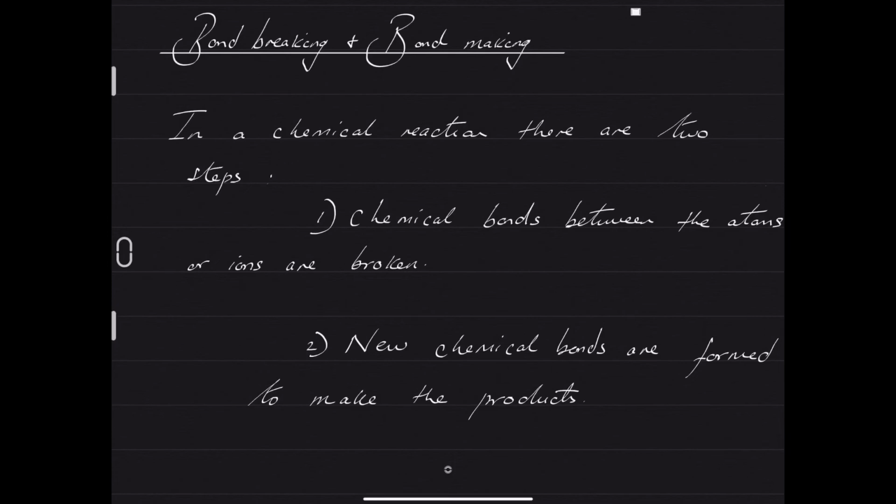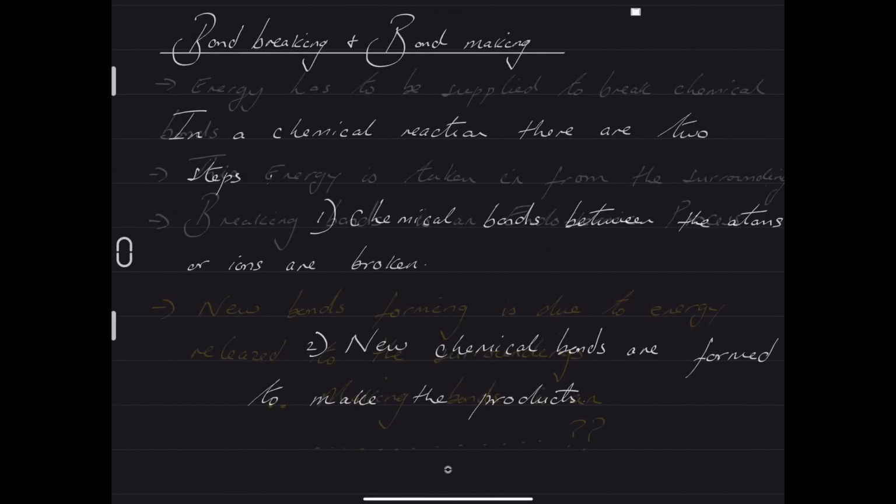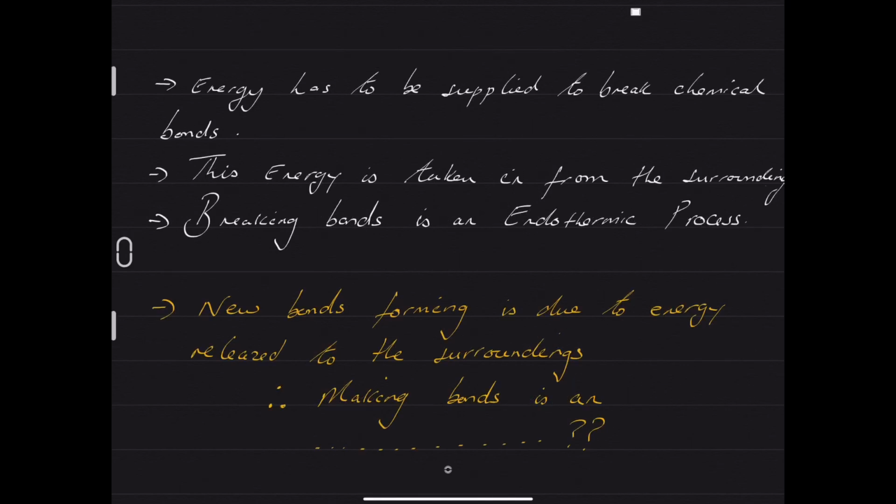But to make it easier for us to understand what is happening in terms of exothermic and endothermic, we need to understand that in a chemical reaction, chemical bonds between atoms or ions are broken and new chemical bonds are formed to make the products. Now let's see where exothermic and endothermic fit into these two steps. So looking at this whole concept of bond breaking and bond forming in terms of exothermic and endothermic reactions, let's see how we can put this down.